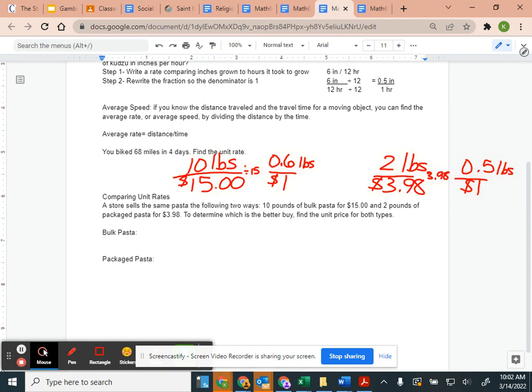0.5 pounds. Which one is a better deal? Which one can I get more for my $1? Costco, I can get more for my dollar from Costco. So the pasta is a better deal at Costco.